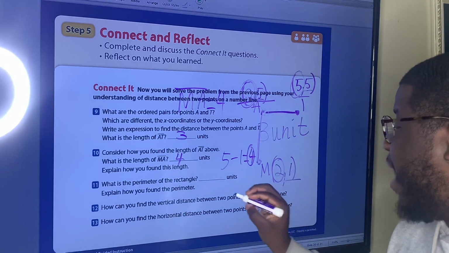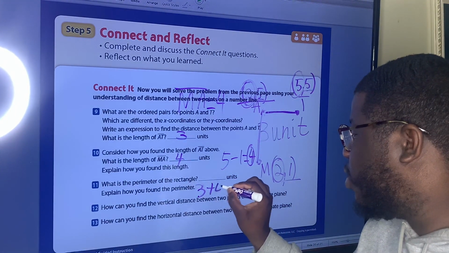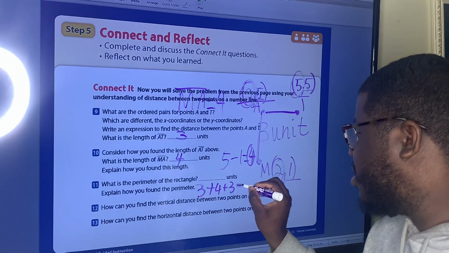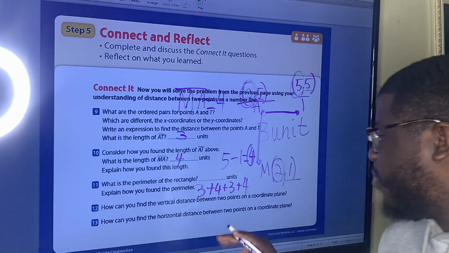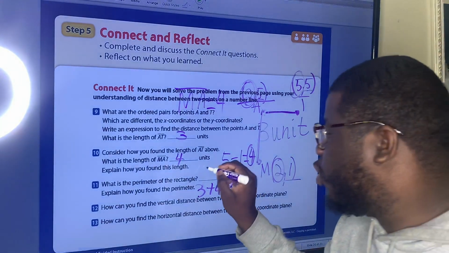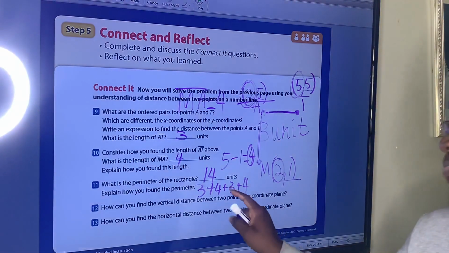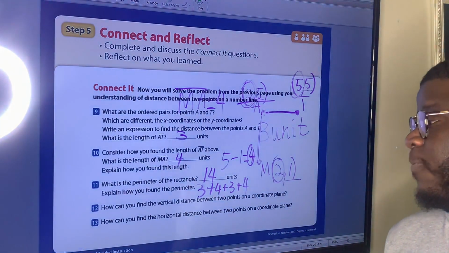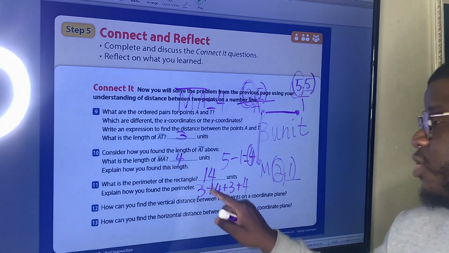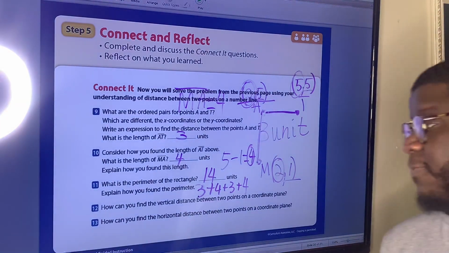So I'm just going to add 3 plus 4 plus 3 plus 4. That would give me my answer of 14 units, because 3 plus 4 is 7. 3 plus 4 again is 7. 7 plus 7 is equal to 14. So the perimeter of my rectangle is 14.